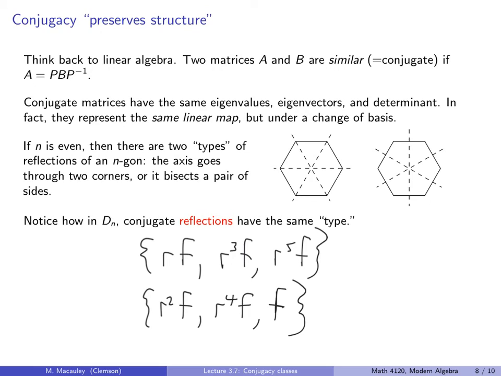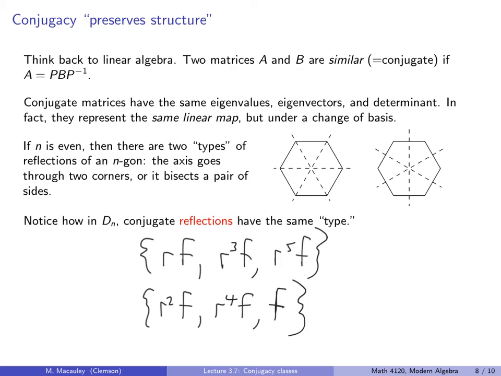But also notice that the rotations of the same structure were conjugate. So conjugacy preserves structure. The two rotations that had order 6 were conjugate. The two rotations that had order 3 were conjugate. And the one rotation that had order 1, the identity, was conjugate with itself. And what else was there? There was the rotation that had order 2. There is only one of those, and that was conjugate with only itself.